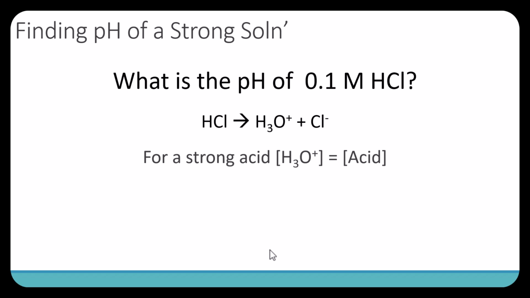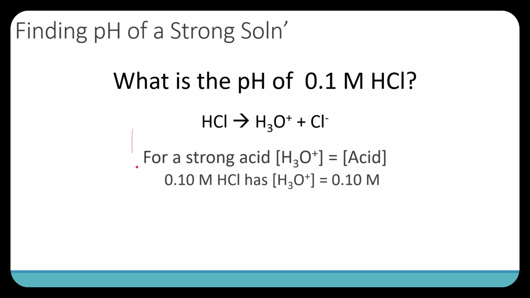So the big take home here is that for a strong acid, and this is only true for strong acids, the concentration of the acid is equal to the concentration of the hydronium ion. So if I give you the acid's concentration, if it's strong, I've essentially given you the hydronium ion's concentration. So in this case, we have 0.1 molar HCl. I also can make the statement that I have 0.1 molar hydronium ion concentration.